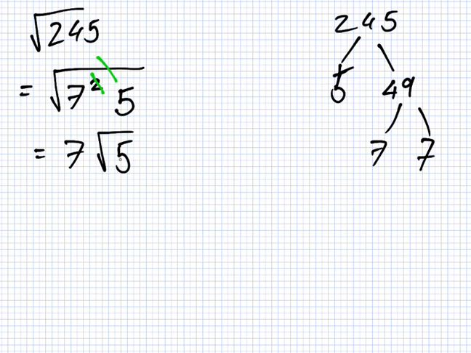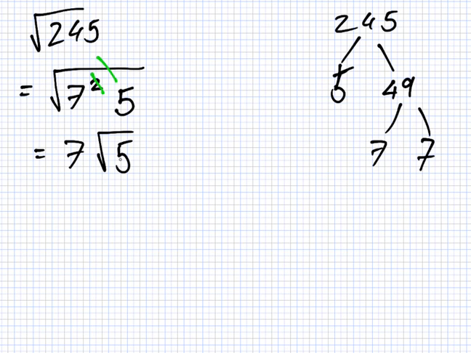The square root and the square cancel on the 7. The square root doesn't do anything with the 5, it just stays as the square root of 5. So the answer is 7 root 5. That's the simplest we can make it. Okay.